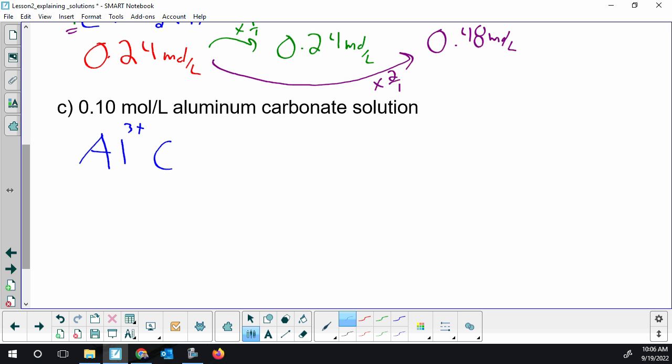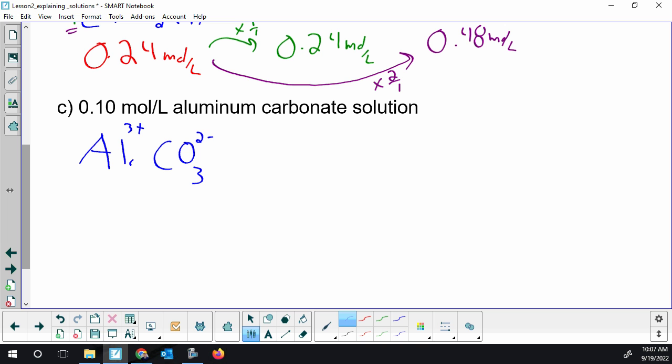Carbonate is a polyatomic ion, CO3, and your table tells you it's 2-. So we have a +3 and a -2. There's no one step to balance those out. So you think lowest common multiple and scale them both up to it. So 2 and 3 repeats at 6. So I'm going to need plus 6 and minus 6.